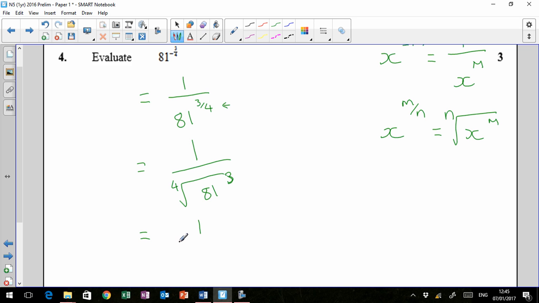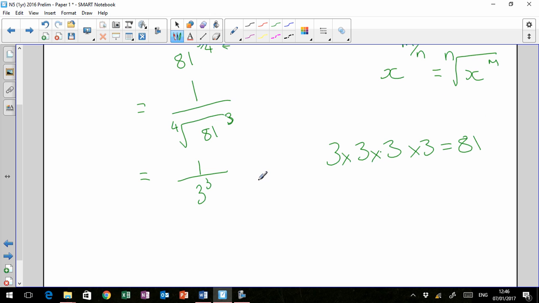Now your 4th root of 81 means what can you multiply by itself 4 times to get 81? If you're sitting in an exam, it'll be a non-calculator paper. It's always going to be something that you can figure out or guess quite easily. If it's something with a big power, like 4, it's going to be 2 or 3. So 3 times 3 is 9, times 3 is 27, times another 3 is 81. So the 4th root of 81 is 3. So that 4th root of 81 cubed becomes 1 over 3 cubed. And 3 cubed is just 3 times 3 times 3, which is 27.